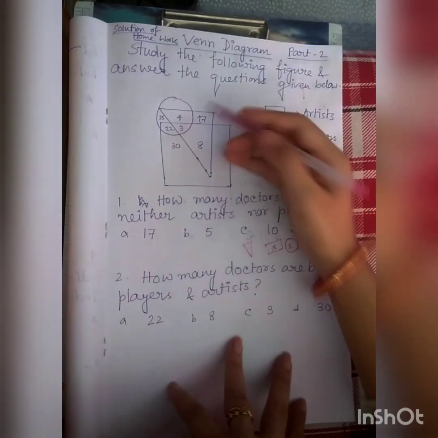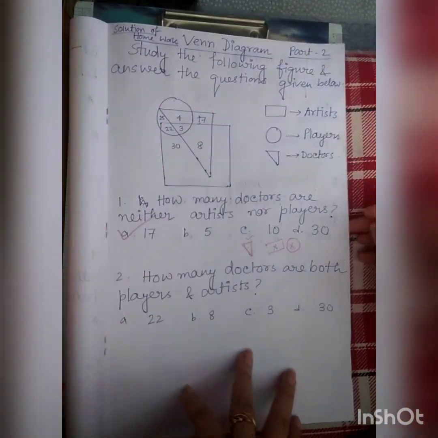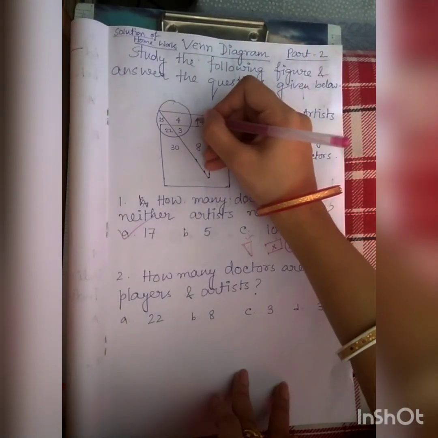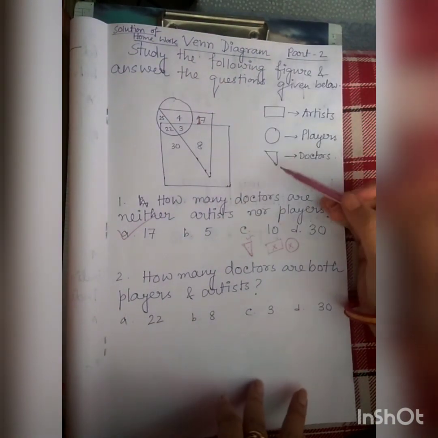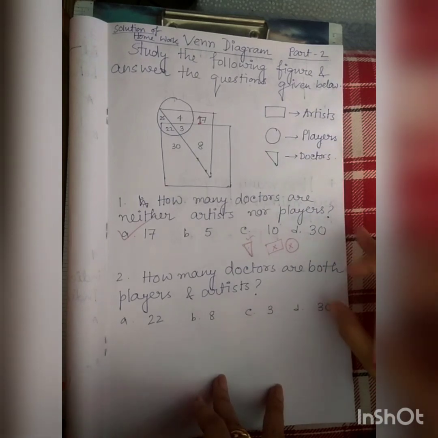So what is the number here given? 17, because 17 is the only number which is there inside the triangle. Now let's come to the next question.